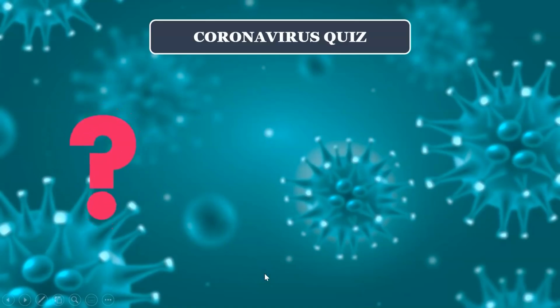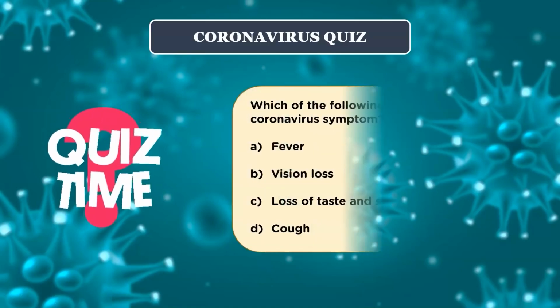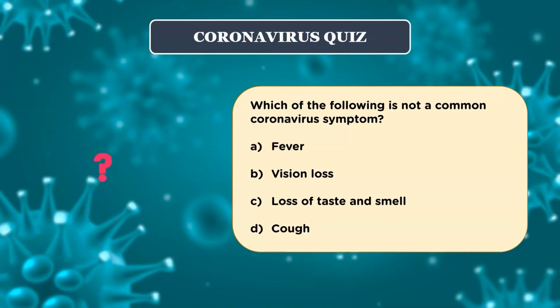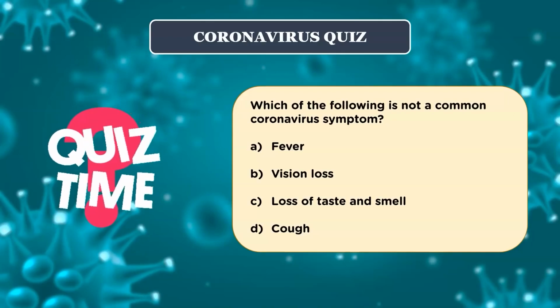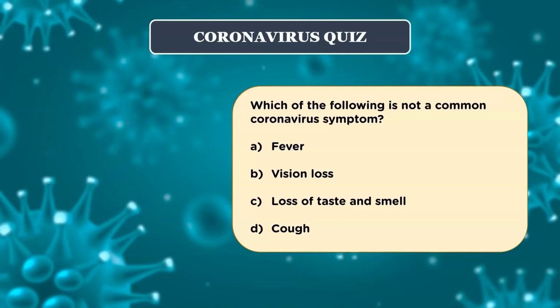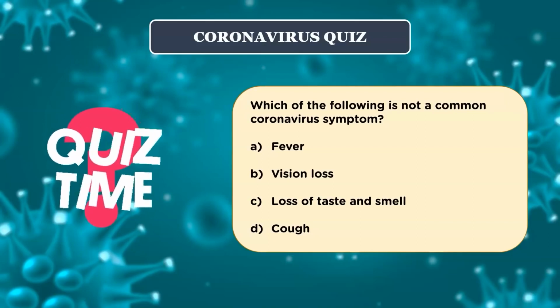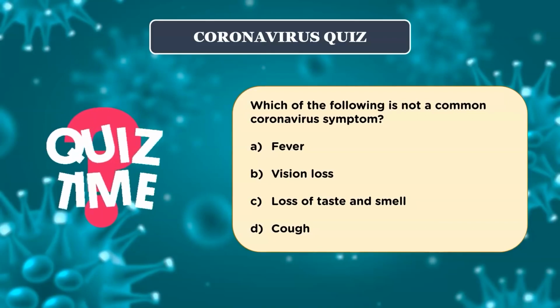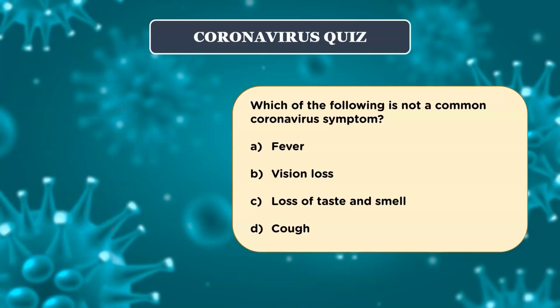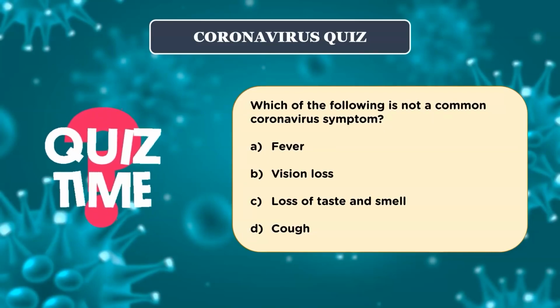Okay, so before moving on to our Tableau project, let's see the final quiz. Which of the following is not a common coronavirus symptom? This question is to make you aware of the correct COVID symptoms. Here are the options. Is it A, fever, B, vision loss, C, loss of taste and smell, or D, cough? Please put your answers in the comment section of the video and let us know what you think.